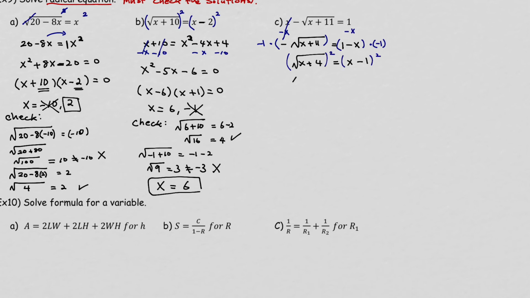Then I get x plus 4 on the left side. Right side should be foiling again. So x squared minus 2x plus 1. Subtract x, subtract 4, to make it standard form equal to 0. I get x squared minus 3x minus 3 equals 0.